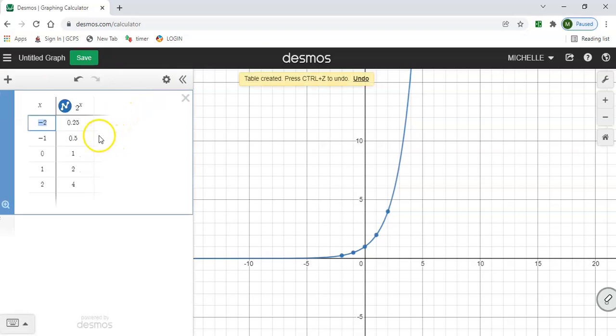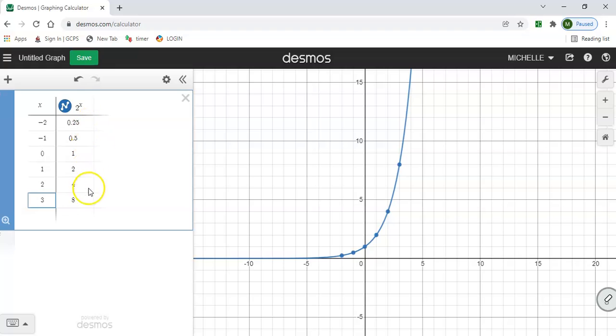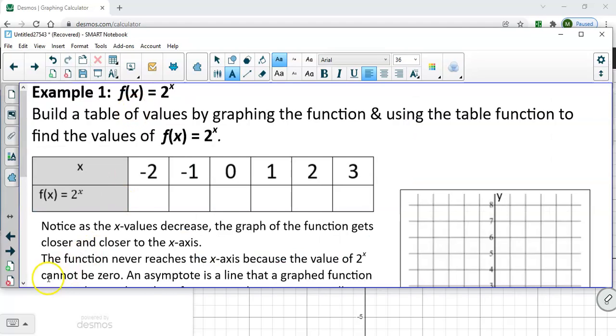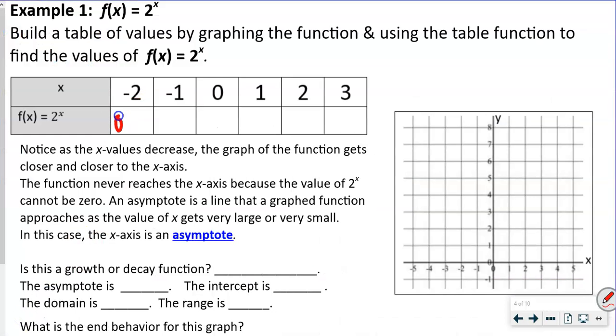In our original table, we had -2, -1, 0, 1, 2, and I'm going to put 3 here as well. These are the values that were already in there for the x values. So what we're going to do is pull the y values by using this table, okay? Let's go ahead and do that. We're going to put 0.25 here. That was 1/4. This is 0.5. This was 1. 2 to the first power was 2, 2 to the second power was 4, 2 to the third power is 8, right? Now we're going to plot those points on our graph.